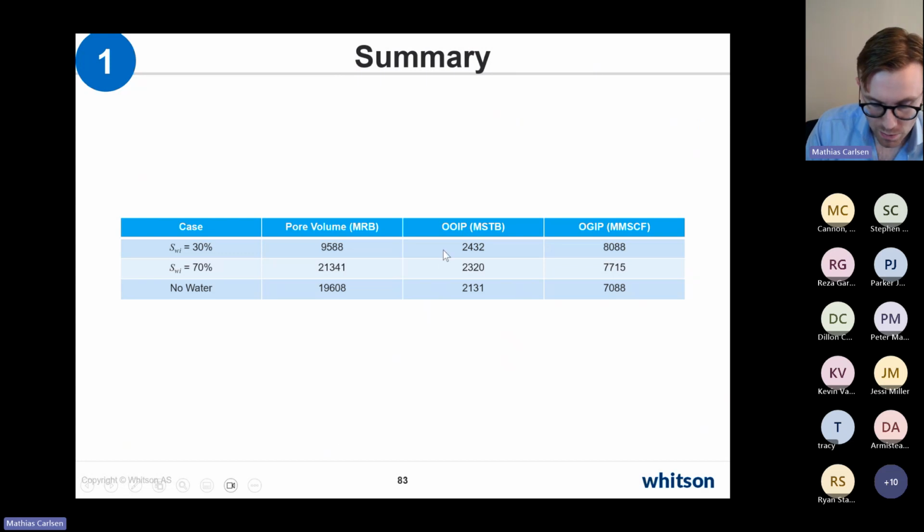I'm going to focus on the ones in the middle. They're around 2.4 MSTB. If we accounted for 70% water saturation, it changed to around 2.3. And if we had no water, it was 2.1. No water with 2.1, that's kind of what you would expect. That would always be the lower estimate, because you then removed a not super effective drive, but it is a little bit of a drive.